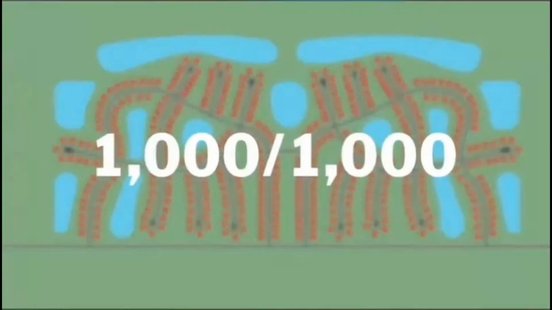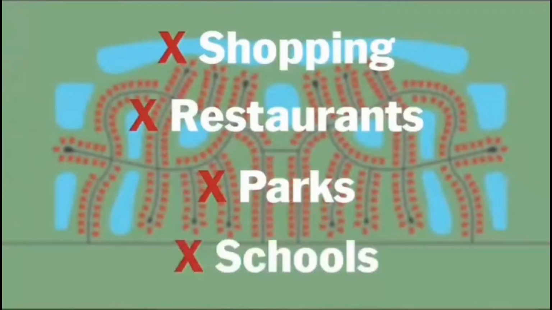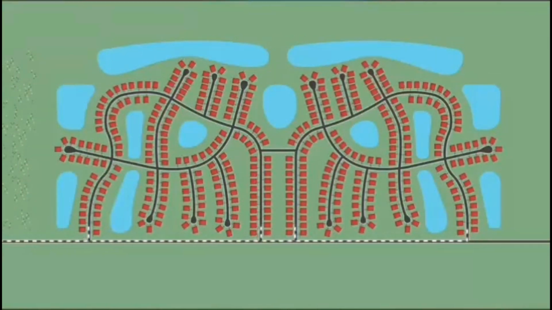Now we've housed all 1,000 people, but these people have nowhere to shop or eat, no parks, and no schools. So we need to either buy more land to build these things, or all of these people will have to drive to the existing places, creating more traffic on the existing roads. But if we change how we build, it would be a different story.